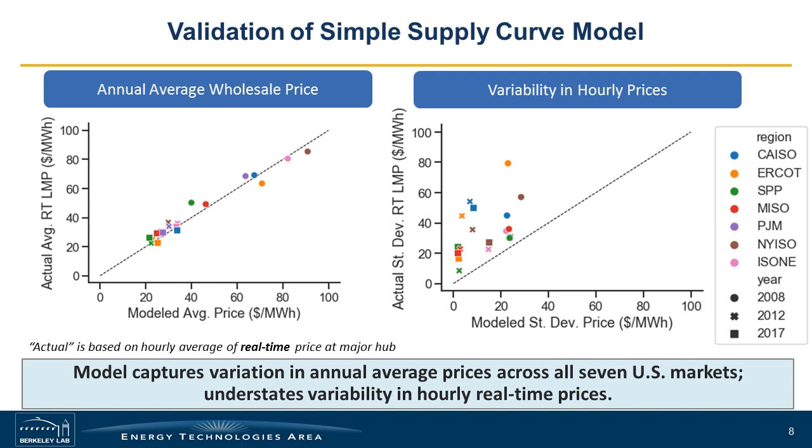In contrast, the distribution of hourly prices within the year is consistently much narrower from the model than it was for the actual real-time markets. The chart on the right shows the standard deviation of the hourly modeled price compared to the standard deviation of the real-time price. While the model does capture the variation in annual average prices across all of the 7 US markets, it understates the variability in hourly real-time prices. This is the reason why we complement the analysis of the drivers of annual average wholesale prices with a more descriptive analysis of the temporal and geographic patterns in the second half of this presentation.